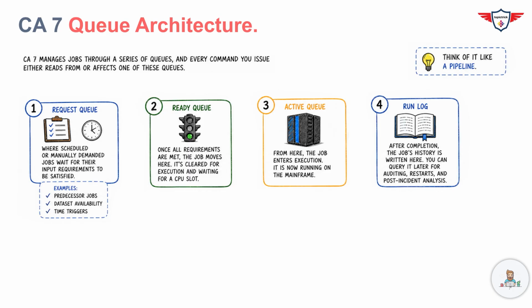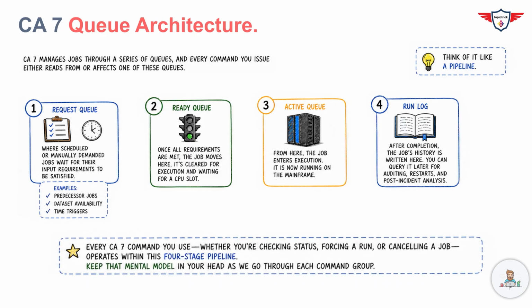And after completion, the job history is written to the run log, which you can query later for auditing, restart, and post-incident analysis. So, in a nutshell, every CA7 command you use, whether you are checking the status, forcing a run, or canceling a job, operates within this four-stage pipeline of queues. And you should always keep that mental model in your head as we go through each command group in our next section.